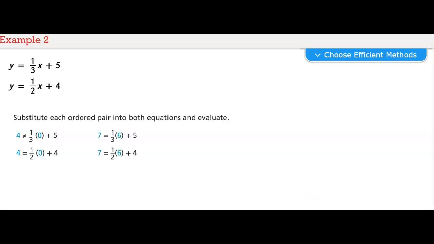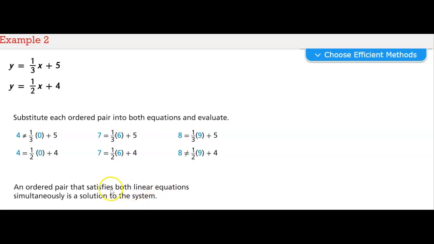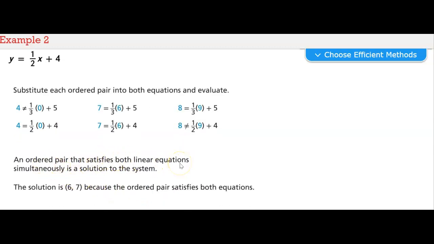When you solve it for each one, you do the same thing. And you see that the ordered pair that satisfies both linear equations simultaneously is a solution to the system. The solution is (6, 7) because the ordered pair satisfies both equations. So when you see that equal sign with the line drawn through, that means not equal to. So in this ordered pair, this equation is not equal, but this one is. In this one, both are equal. And then the last one, this is not equal and this is equal. So this is the only one that satisfies both equations.